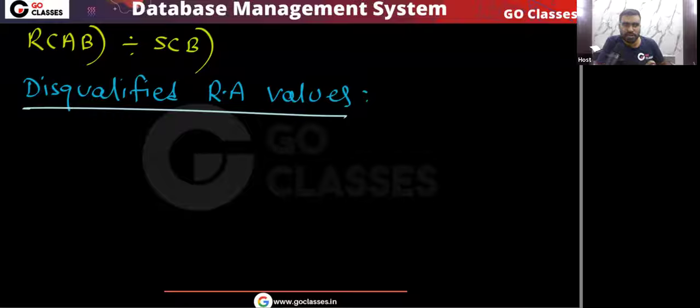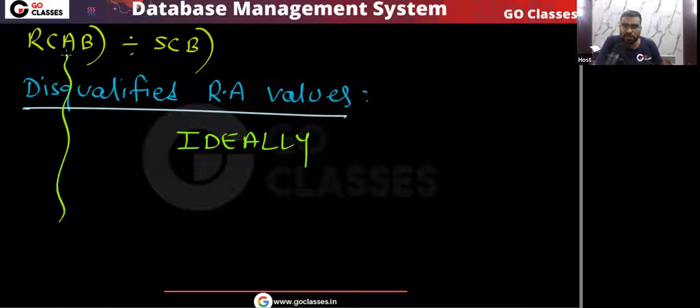Let me tell you this idea. Understand this idea. Tell me, ideally what should happen? Ideally, this A value must pair with every B value, every S.B value. Do you agree with me? See, please understand, ideally what will happen? Ideally, these A values will pair with every S.B value.